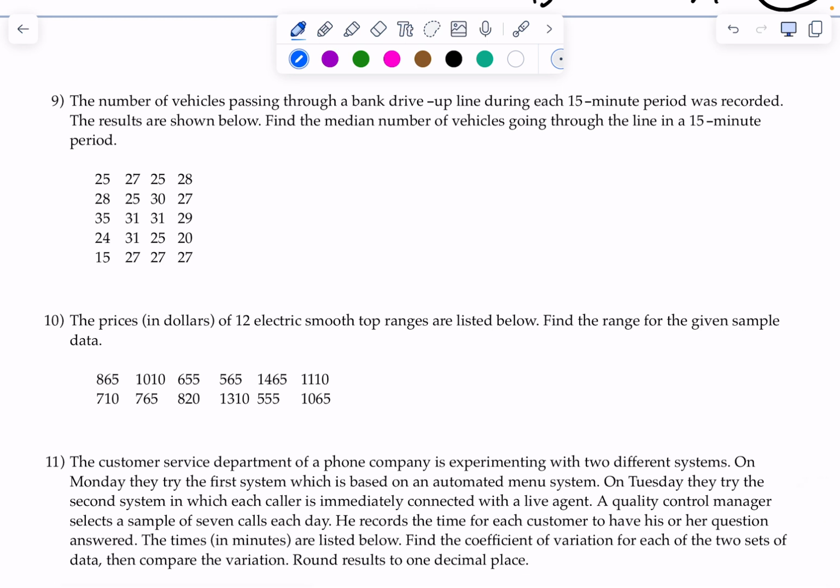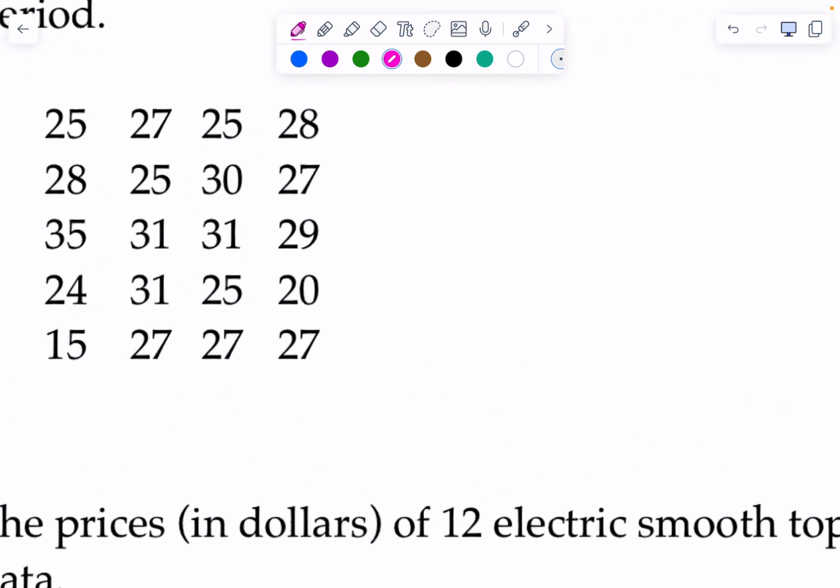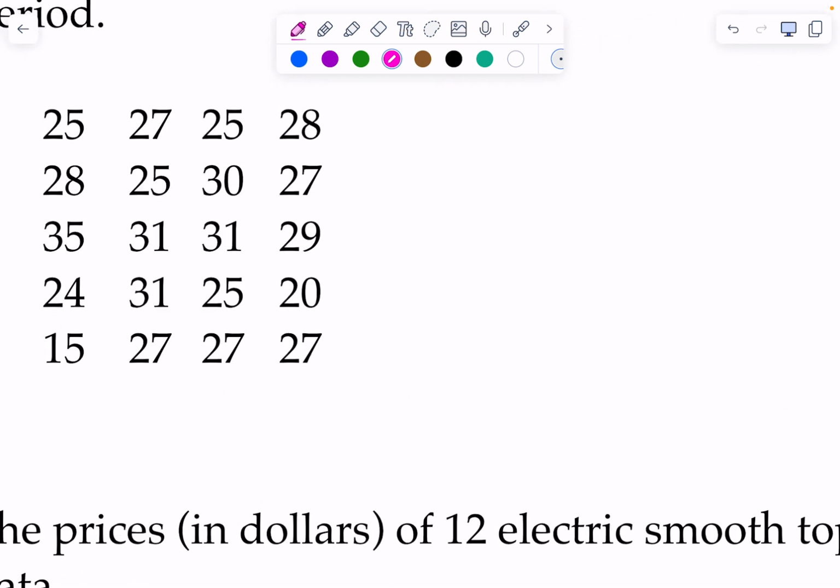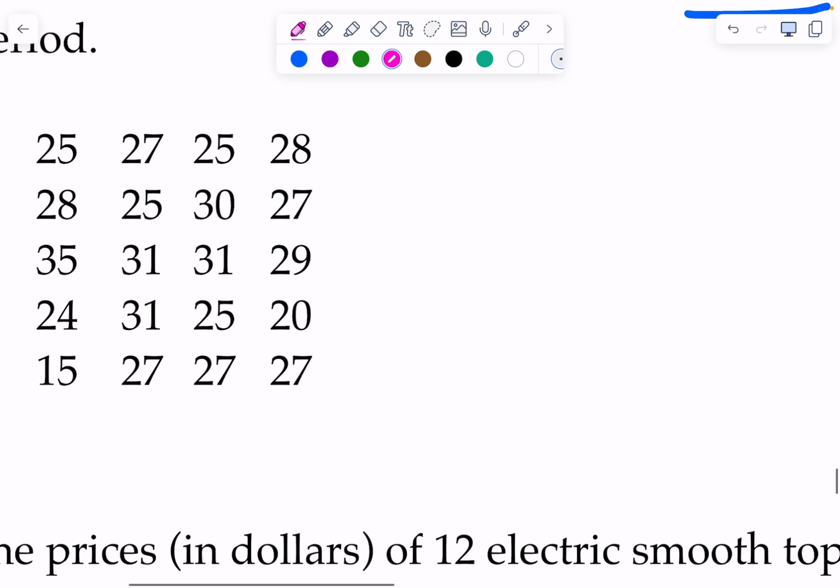So, number 9, we are doing just the median. But we've got to go in order, right? These are not in order. How many numbers are there? 20 numbers? Okay, I'm just going to go in the same line as they have now. What's the smallest? 15?